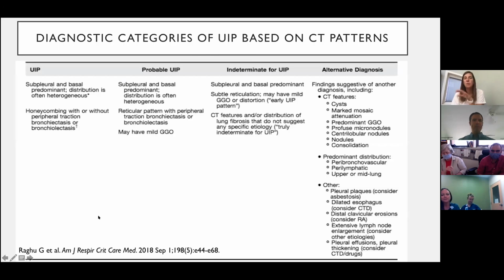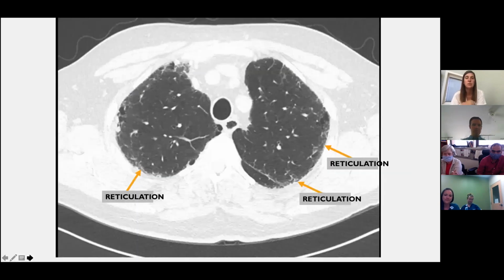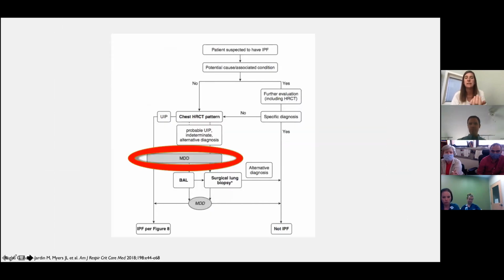Basically, you know the UIP, probable, indeterminate, alternate. Okay, great. So using that to guide you on a CT scan is helpful.